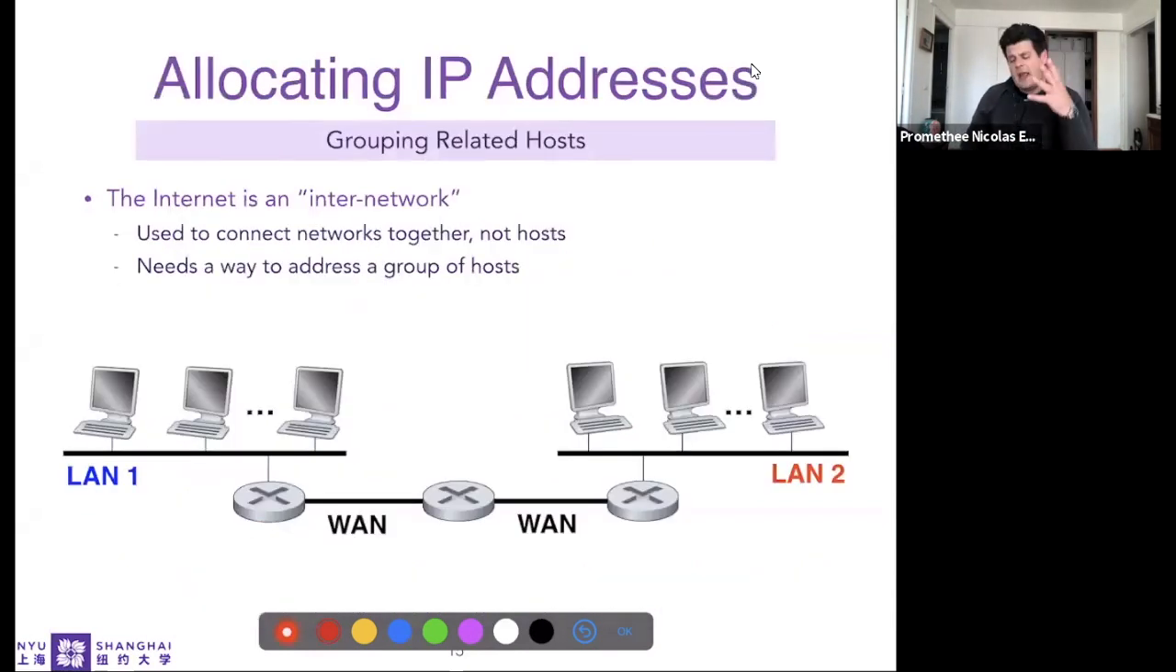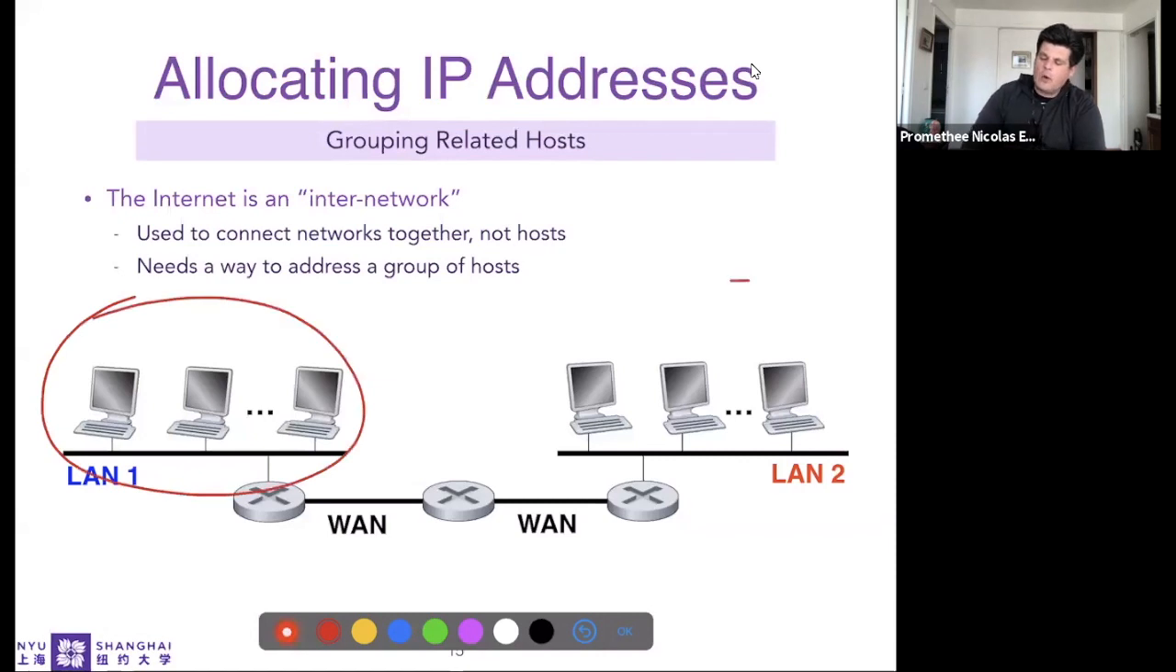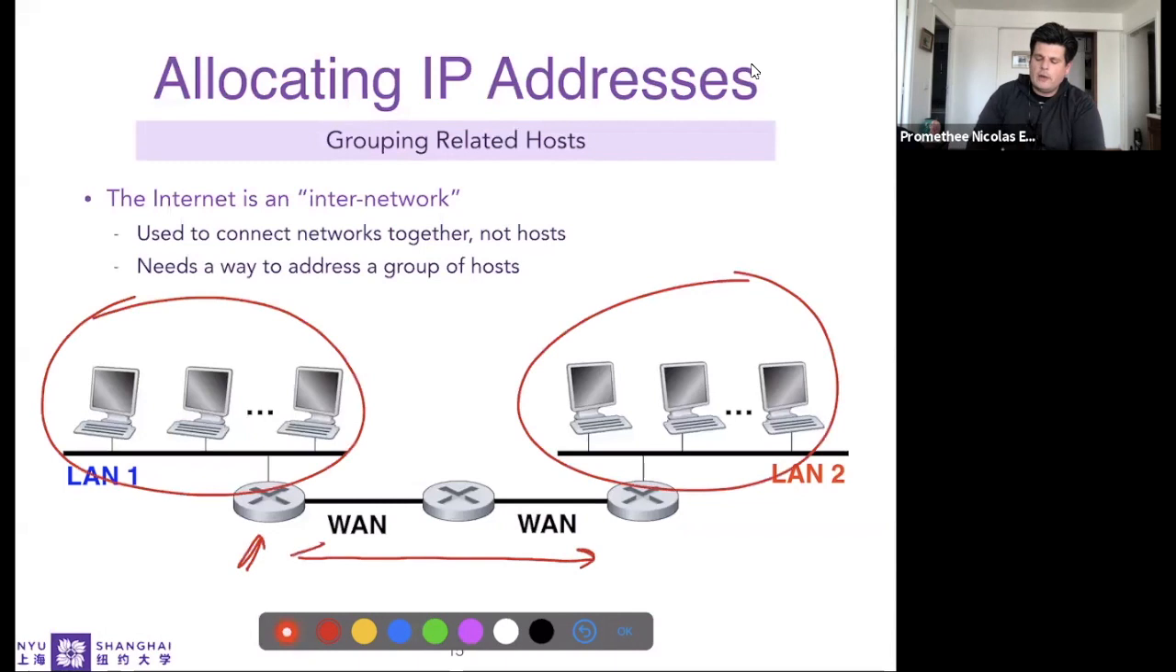So let's try to understand exactly the reason why in the internet we do that separation between the prefix and the host ID. Let's say you have this network, which is a typical IP network. We have one local network, a second one, and they are connected by routers. And the distance may be super long, right? And here I can have multiple other routers. This is basically how I connect networks together.